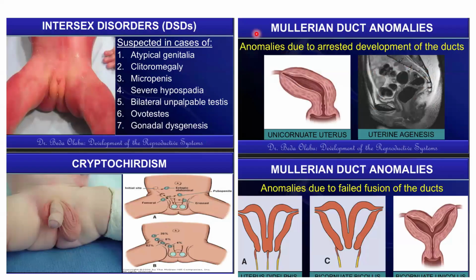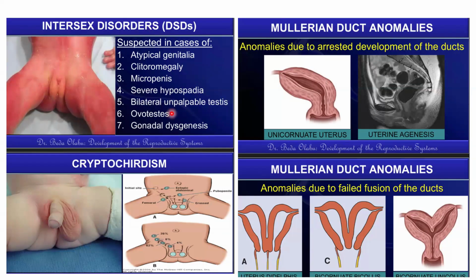In terms of the reproductive system, I would like us to appreciate that you can have intersex disorders. As you can appreciate in this, you can see like a penis or maybe the clitoris, but now if you look, you have ambiguous genitalia here. So that is suspected in cases of atypical genitalia, clitoromegaly, micropenis, severe hypospadias, bilateral and palpable testes.